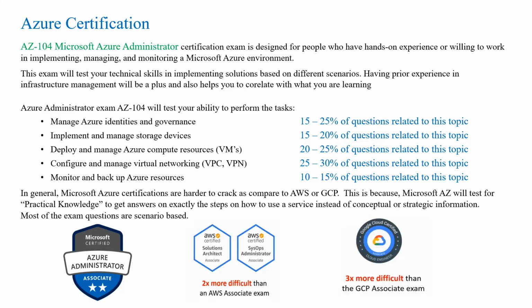So each and every question will have its own weightage. Let us say monitor and backup Azure resources, 10 to 15%. This is the least preference. Let us say you got 5 questions, and all 5 you answered correctly, you may get only 5 points. At the same time, in VPC and VPN, you might have got only 5 questions, and that may give a turnaround of maybe 40 marks, because the weightage is more on VPC, VPN, definitely not on monitor and backup.